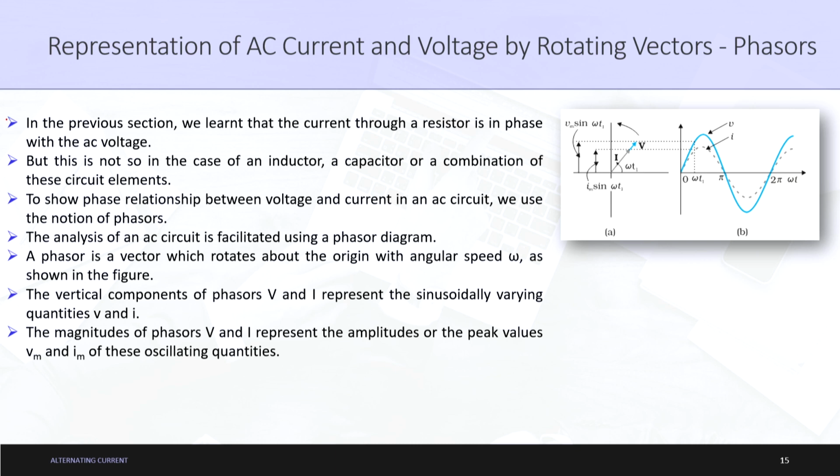Fine. So, that was the first point only. In the previous section we learnt that the current through a resistor is in phase with the AC voltage, but this is not so in the case of an inductor, a capacitor or a combination of these circuit elements. What is its exact value we will get to know in subsequent classes, but for now just understand that the diagram which is obtained here is not the same for your inductor and capacitor.